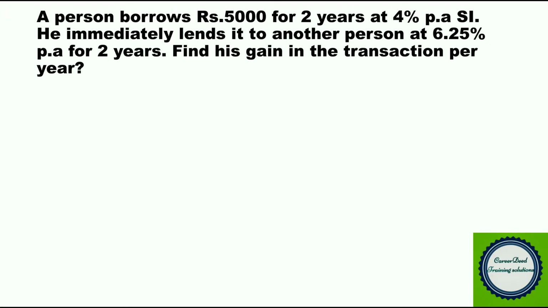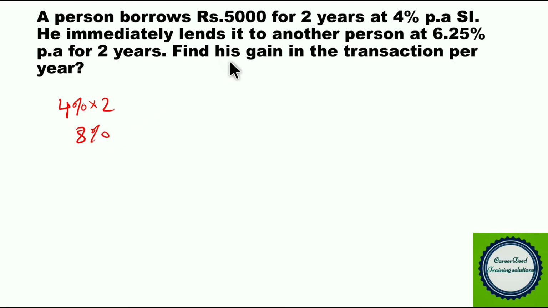Hope you got the answer. See, the man borrows 5000 rupees for 2 years. Now we know this 5000 is 100%. Actually we calculate interest per 100 only. For 1 year he has to pay 4%, so totally for 2 years he has to pay 4% into 2, which is 8%.